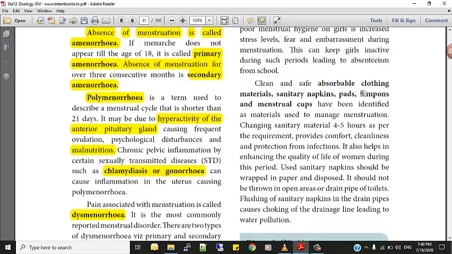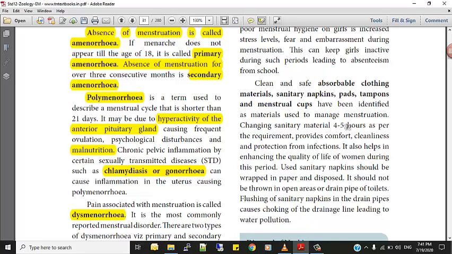Clean and safe absorbable clothing material, sanitary napkins, pads, tampons and menstrual cups. These are highlighted, and these are the sanitary materials used to manage menstruation. So it may be asked in a 2 mark question: what are the materials that may be used to manage menstruation? You can write, these are the materials that we use normally.